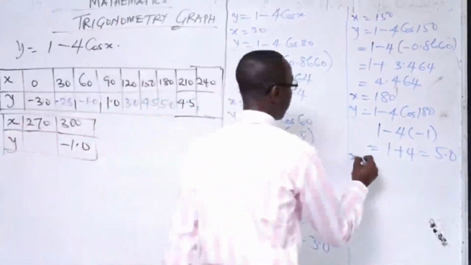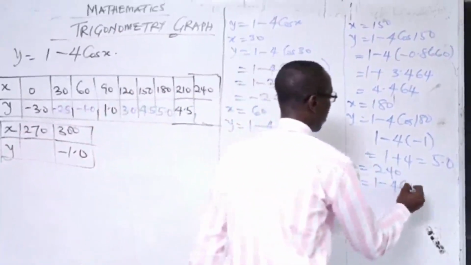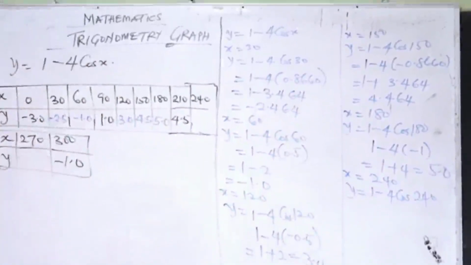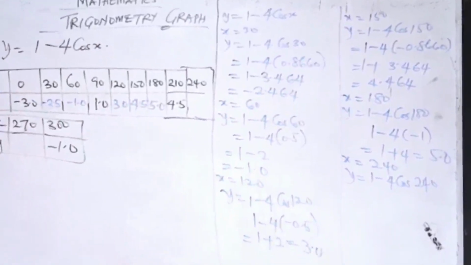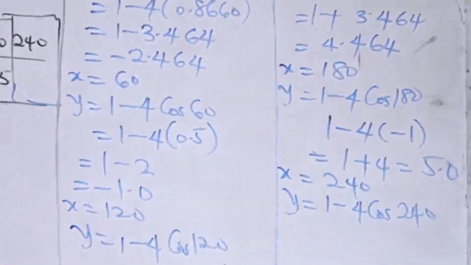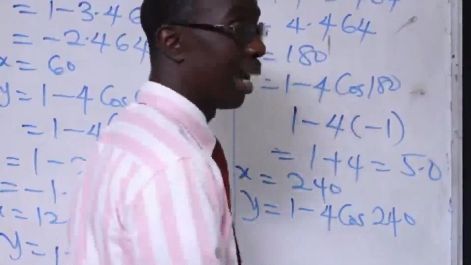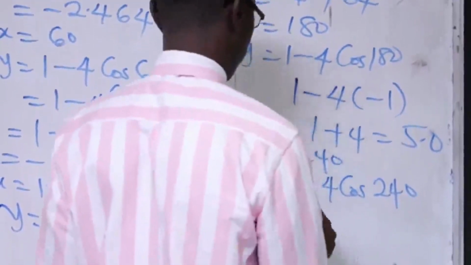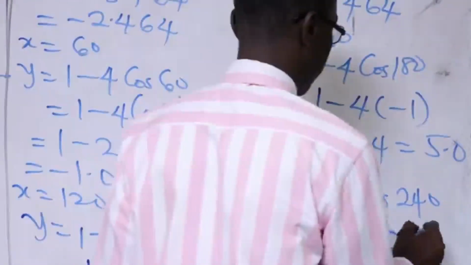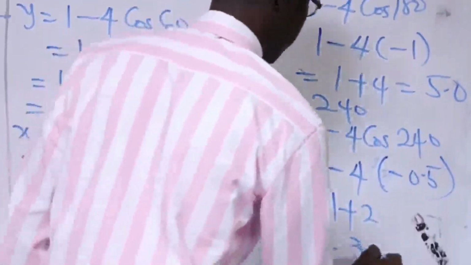240. When x is equal to 240, y should be equal to 1 minus 4 cos 240. Cos 240 will be theta minus 180. That's 240 minus 180. It will be in the third quadrant, where only tan is positive. So 240 minus 180, that's 60. So it should still be a negative value, yes or no? Yes. But it will be minus cos 60 now. 1 minus 4, that's minus 0.5. Is that confirmed? That's 1 plus 2, and that's 3.0.